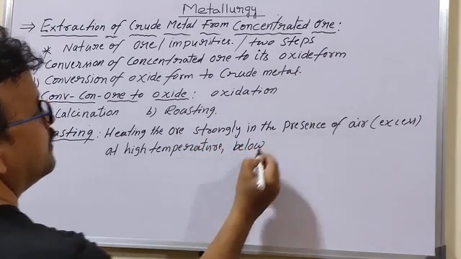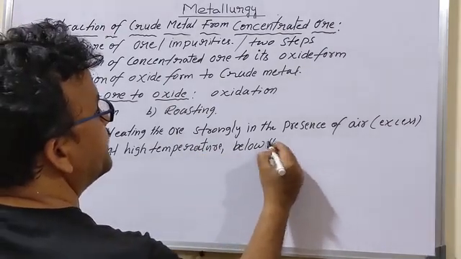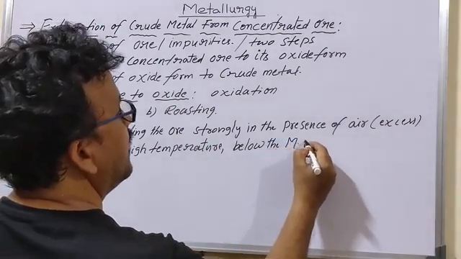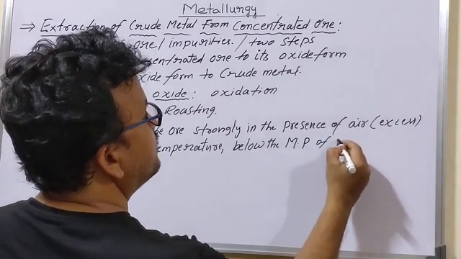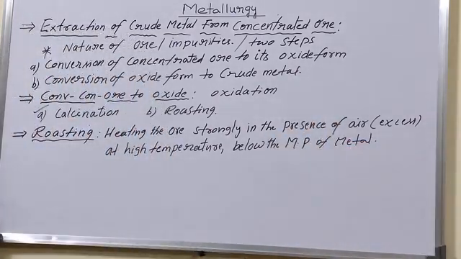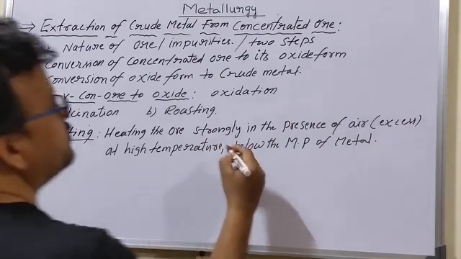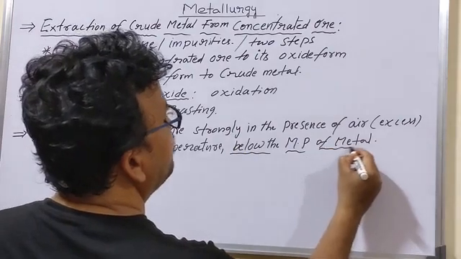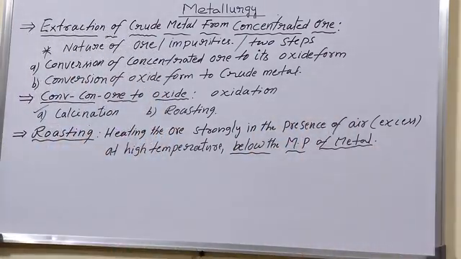Below the melting point of metal. So we have to heat strongly and at high temperature, but it should be below the melting point of metal. If we heat more and more above its melting point, metal will be melted. That's the problem.